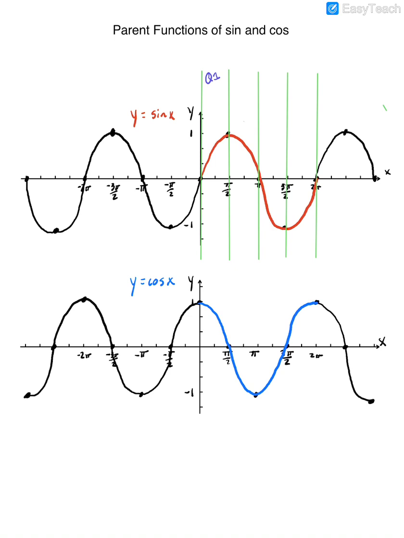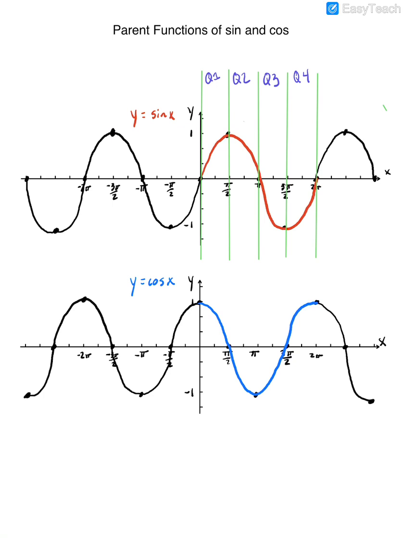okay? Then from pi over 2 to pi, notice that that's 90 degrees to 180. Those are values in your second quadrant, right? Then from pi to 3 pi over 2, that's 180 to 270. Those are values in the third quadrant. And then from 3 pi over 2 to 2 pi, which is 270 to 360, those are values in your fourth quadrant, okay?